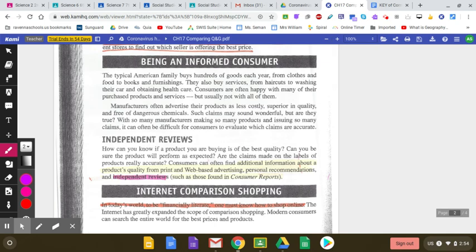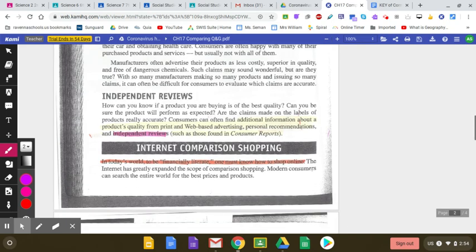Independent reviews: how can you know if a product you are buying is the best quality? Can you be sure the product will perform as expected? Are the claims made on the labels of the product really accurate? Consumers can often find additional information about a product's quality from print and web-based advertising, personal recommendations, and independent reviews, such as those found in Consumer Reports.